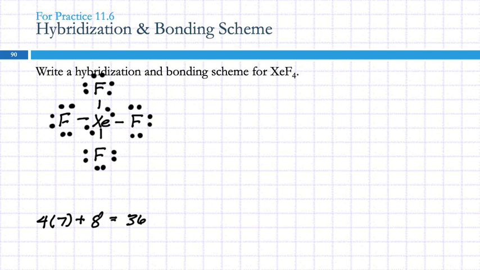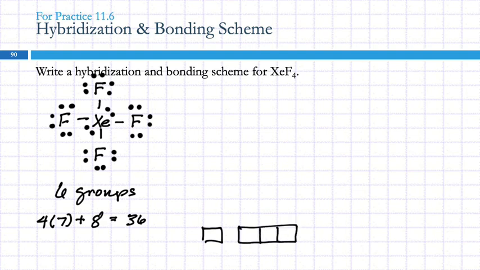Now, we're going to look at the central atom and identify how many electron groups are there. Remember that a lone pair is one group, a single bond is one group, a double bond is one group, a triple bond is one group. Because it's a group, it's not a pair. So how many groups of electrons do we have? 6. We have 6 groups.